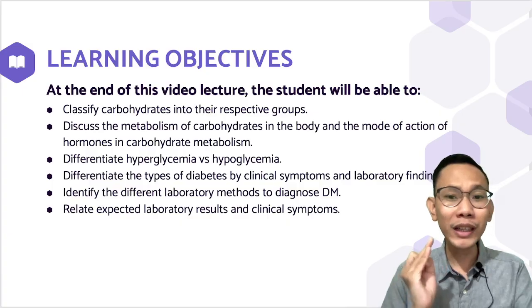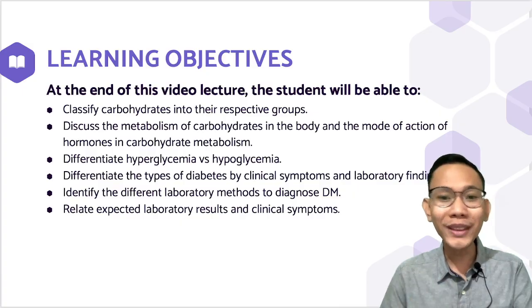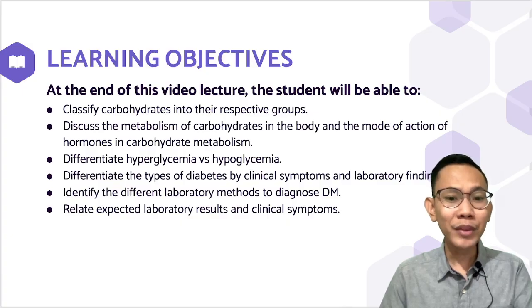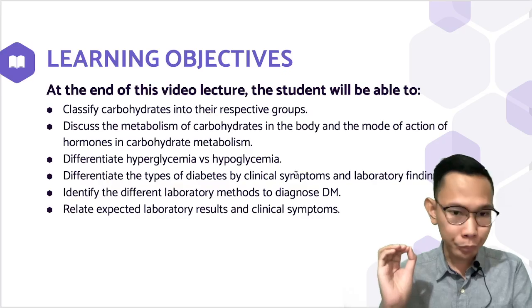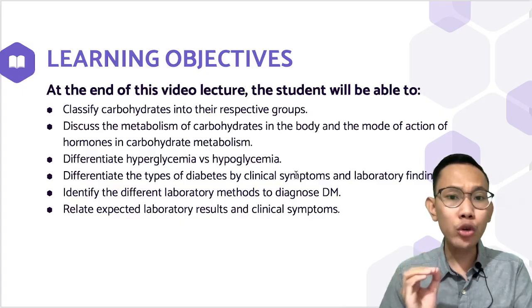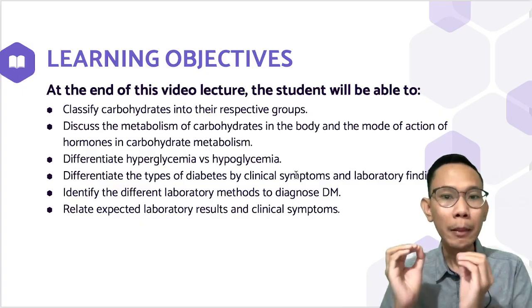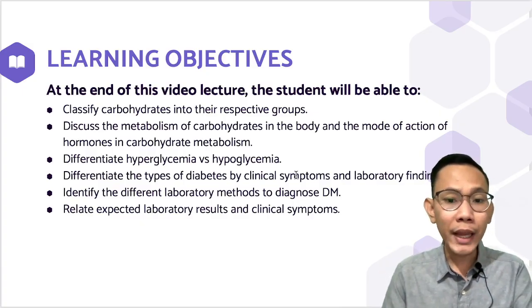This is where your clinical correlates will come in. Then, we will differentiate the types of your diabetes by clinical symptoms and laboratory findings. And then, identify the different laboratory methods to diagnose your DM. So, this is just an initial laboratory test to diagnose your DM. The laboratory applications for your carbohydrates will be purely discussed naman sa ating laboratory part. Next, relate the expected laboratory results and the clinical symptoms.